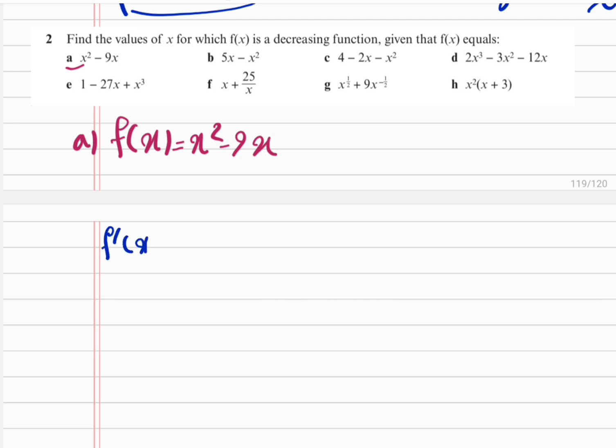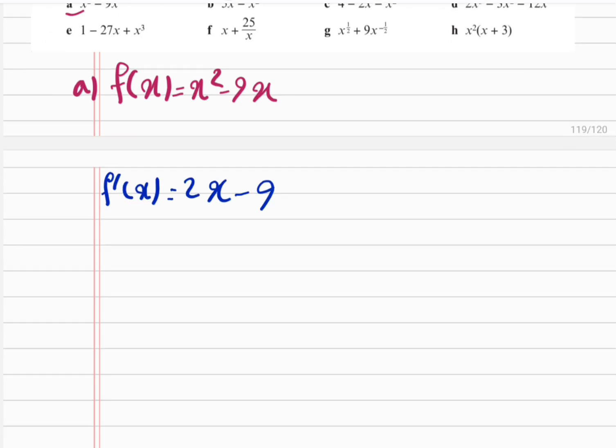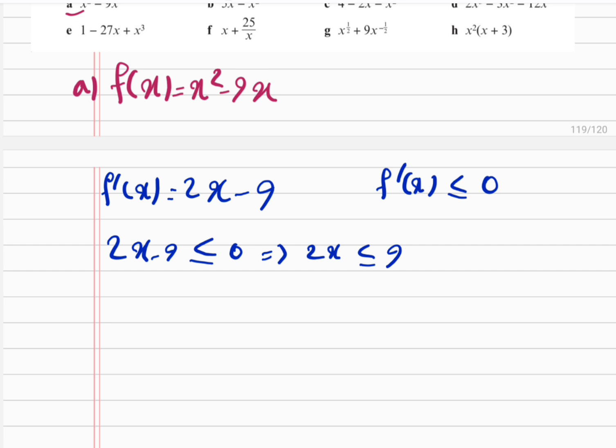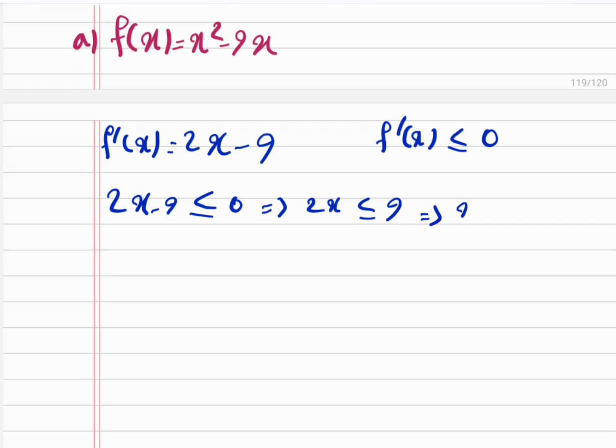The first derivative of f of x is equal to 2x minus 9. Now, a function is again decreasing if its first derivative is less than or equal to 0, so that means f dash x is less than or equal to 0. Okay, now we just need to solve this inequality. So we are going to have 2x minus 9 is less than or equal to 0, which means 2x is less than or equal to 9, and we divide both sides by 2, so we get x is less than or equal to 9 over 2.